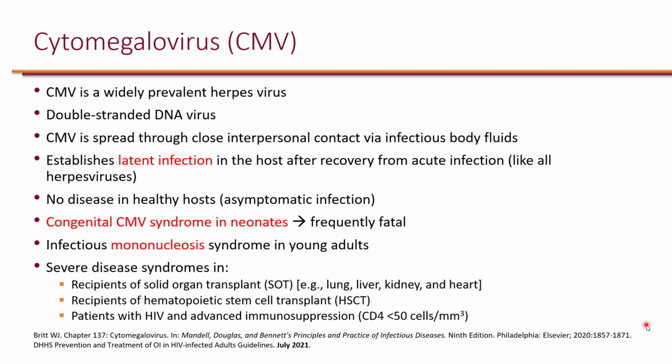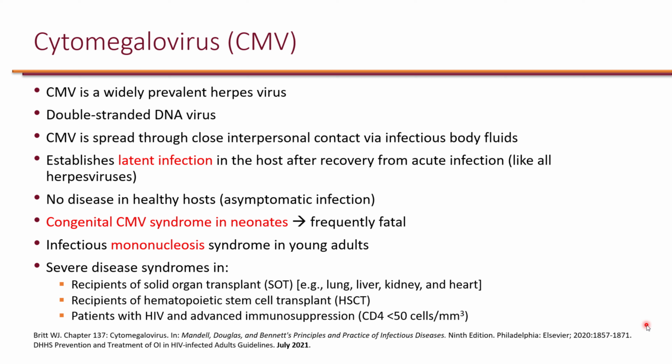Now, cytomegalovirus is a widely prevalent herpes virus. It is a double-stranded DNA virus, and the primary route of transmission is by interpersonal contact via infectious body fluids, including saliva, semen, cervical secretions, as well as breast milk. Now, when somebody gets infected by CMV, it establishes latent infection in the host after recovery, just like all other herpes viruses. And pretty much more than half of the population is infected with CMV. Fortunately, there is no disease in healthy hosts, so it's pretty much an asymptomatic infection in healthy individuals.